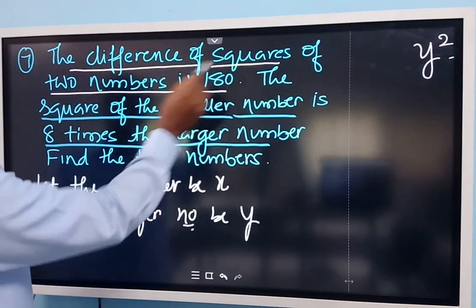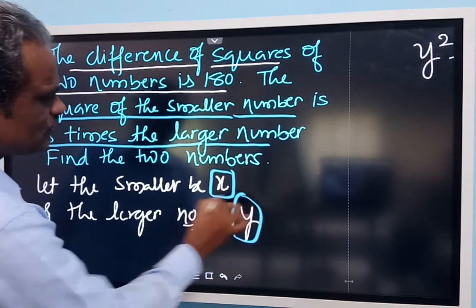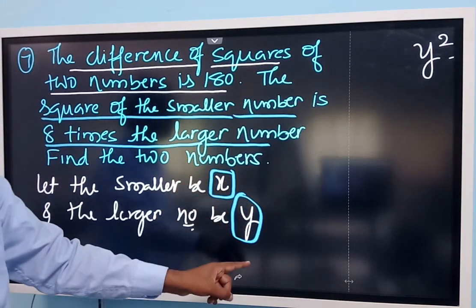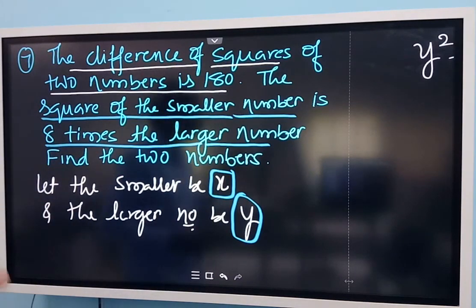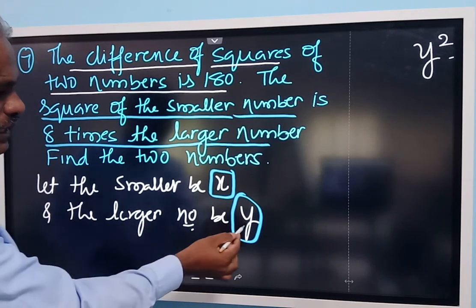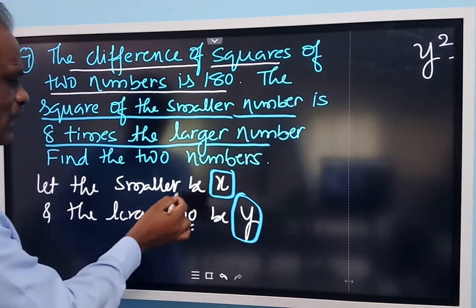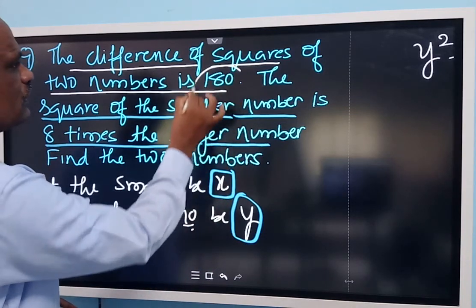The difference of squares of the numbers. Two numbers we have taken as x and y. The squares of these numbers will become x square and y square. The difference of the squares means subtract the square of the smaller number from the square of the larger number. Larger number is y square, smaller number is x square. y square minus x square gives you 180.